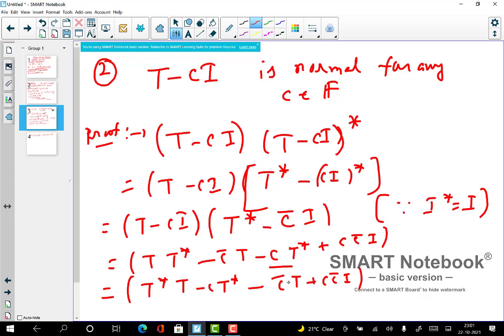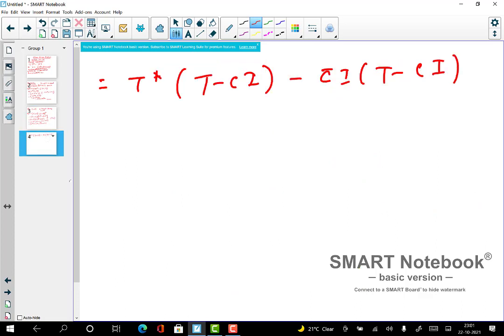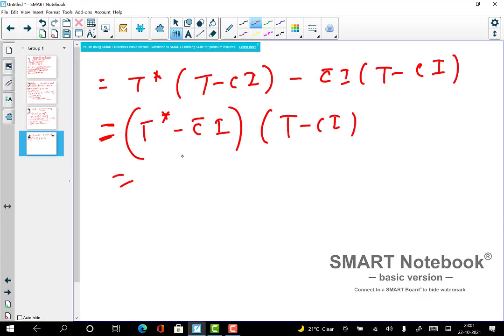So C bar I take common, then T minus Ci will be here, and then it will be, so I star equal to identity again, so it will be T star minus C bar I into T minus Ci, which is nothing but T minus C bar I whole star and T minus Ci. Okay, so that is the proof. So this is the proof that T minus Ci is a normal operator.